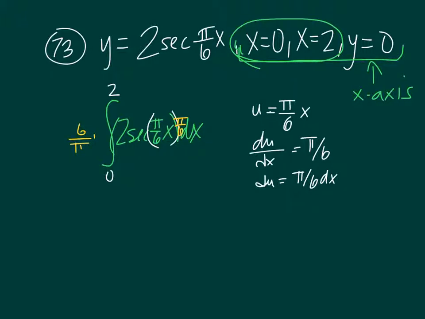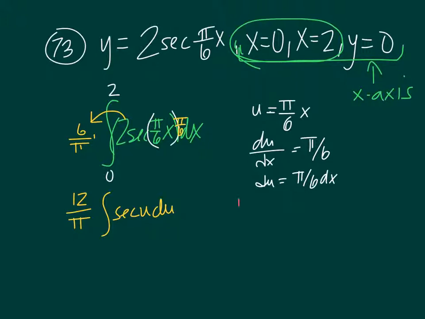And then I also can take this 2 and multiply it out as well. So it's going to be 12 over pi, the integral of secant u du. I'm not putting bounds on it right now because I have u's instead of x's. We could find new bounds if we want. I don't know if it really makes things a whole lot easier or not. You could just find the integral and then substitute in, or you can find new bounds.